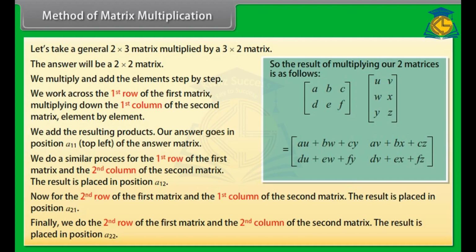So, the result of multiplying our two matrices is: matrix row-wise, first row A, B, C, second row D, E, F, multiplied by matrix row-wise, first row U, V, second row W, X, third row Y, Z, produces matrix row-wise, first row AU plus BW plus CY, AV plus BX plus CZ, second row DU plus EW plus FY, DV plus EX plus FZ.